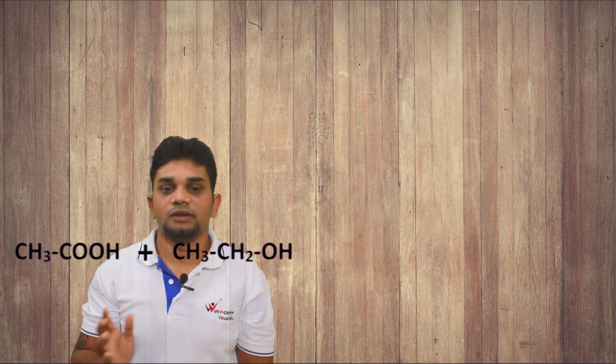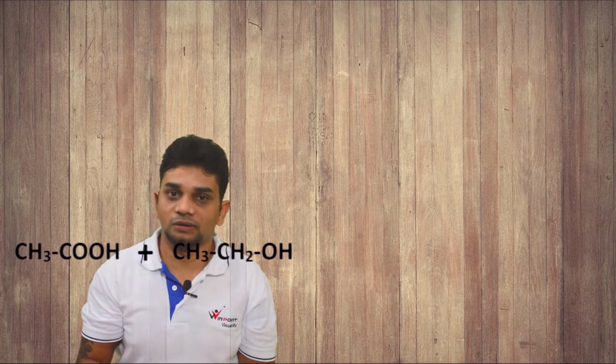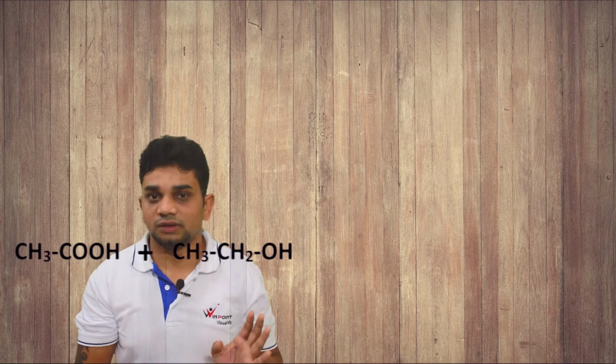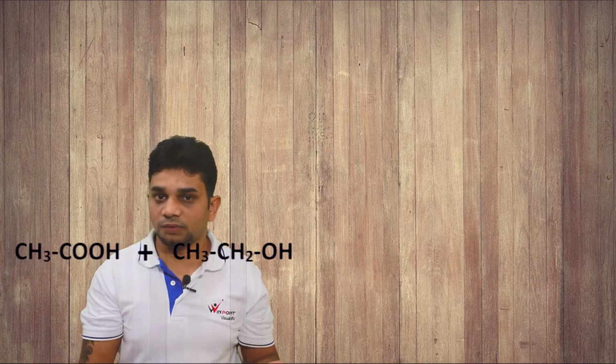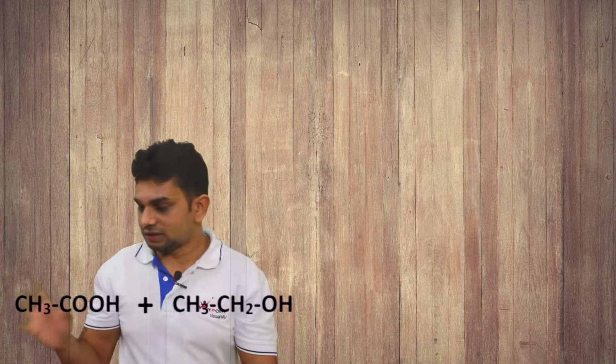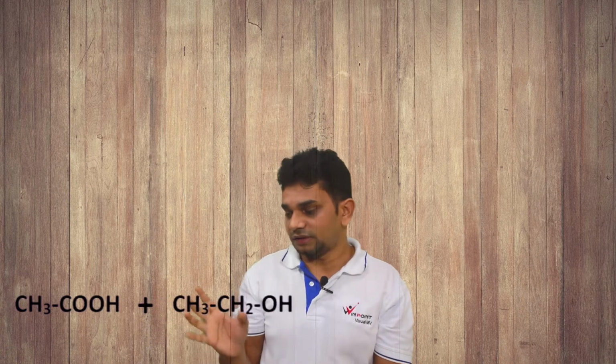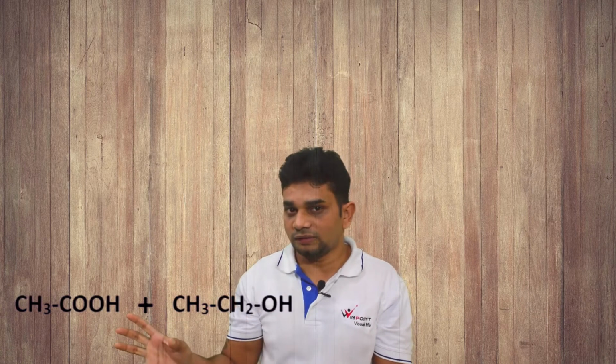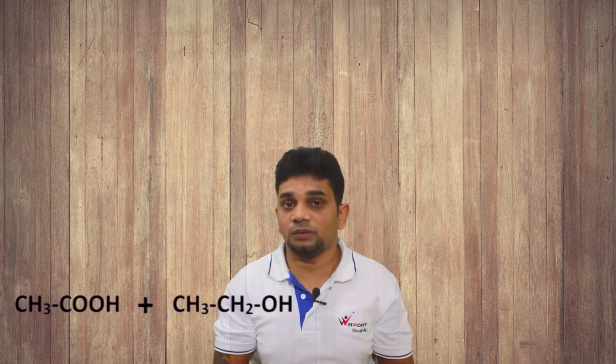First we are taking ethanoic acid, CH3COOH, plus CH3CH2OH, ethanol. You have to know how to write the formula. You have to know the method. If you don't know the method, check our previous video. You can go through the video and watch it again. CH3COOH plus CH3CH2OH, ethanoic acid plus ethanol, in the presence of sulfuric acid.